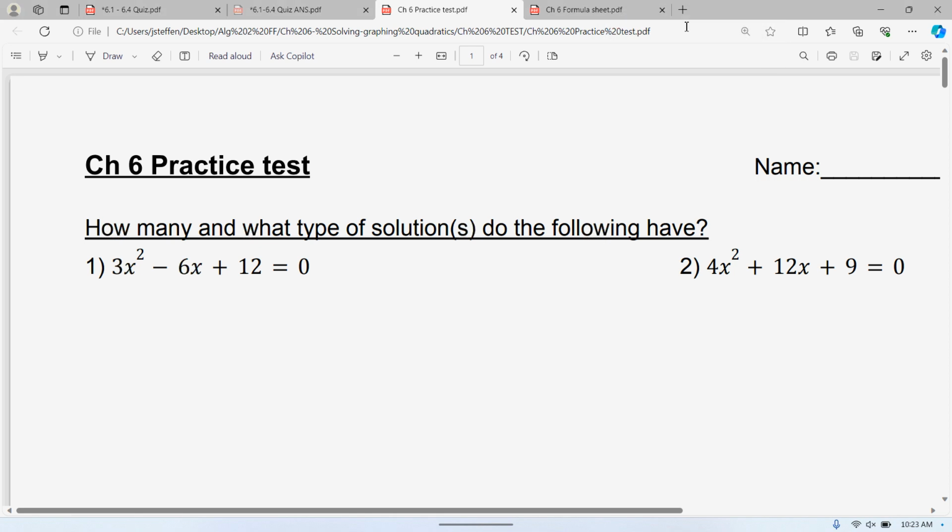So it's a practice test. The first one is: how many and what type of solutions do the following have? There are two ways to do this. One way is using the quadratic formula.